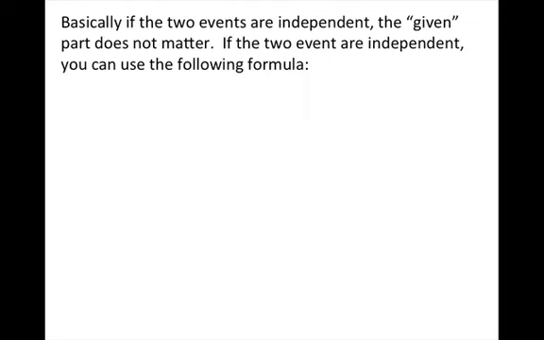Basically, if the 2 events are independent, the given part does not matter. If the 2 events are independent, you can use the following formula where the probability of the first and the second, it's just the probability of the first times the probability of the second.